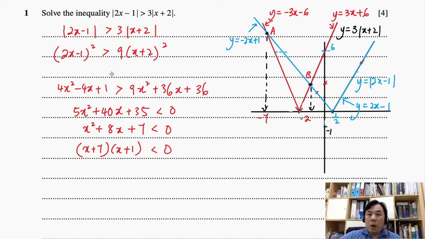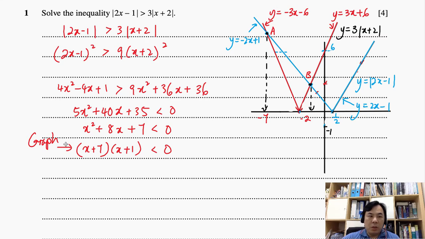Now, from one inequality, it turned into another inequality. All right. So therefore, how do we solve this inequality? Of course, there are two ways to do this. You can either sketch this graph. You're going to sketch this graph here.